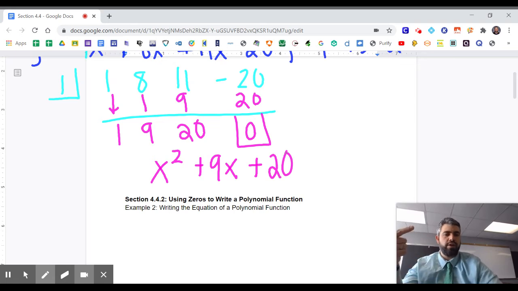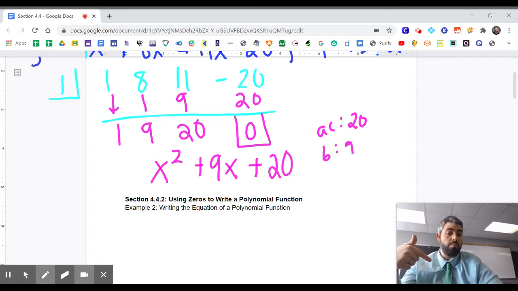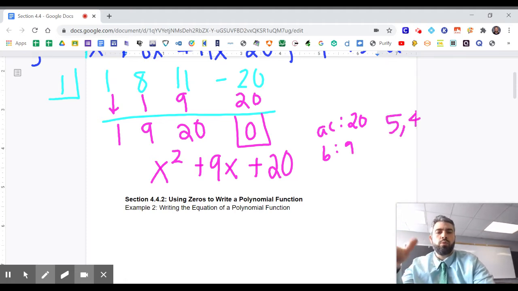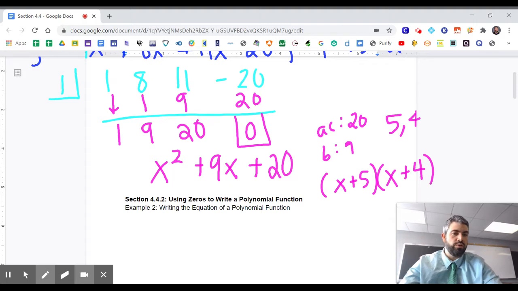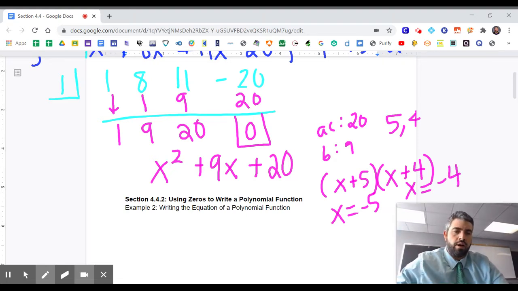And so our job is to figure out what numbers, if we think of A, C, and B, AC is 20 and B is 9. So what are the two numbers that multiply to 20 and add up to 9? Well, that's 5 and 4. And so when we factor this out, it's going to be x plus 5 and x plus 4, which means my final two real zeros are going to be x equals negative 5 and x equals negative 4. So of the three roots in g of x, it's going to be 1 because they gave us that, negative 5 and negative 4 because we found them algebraically.